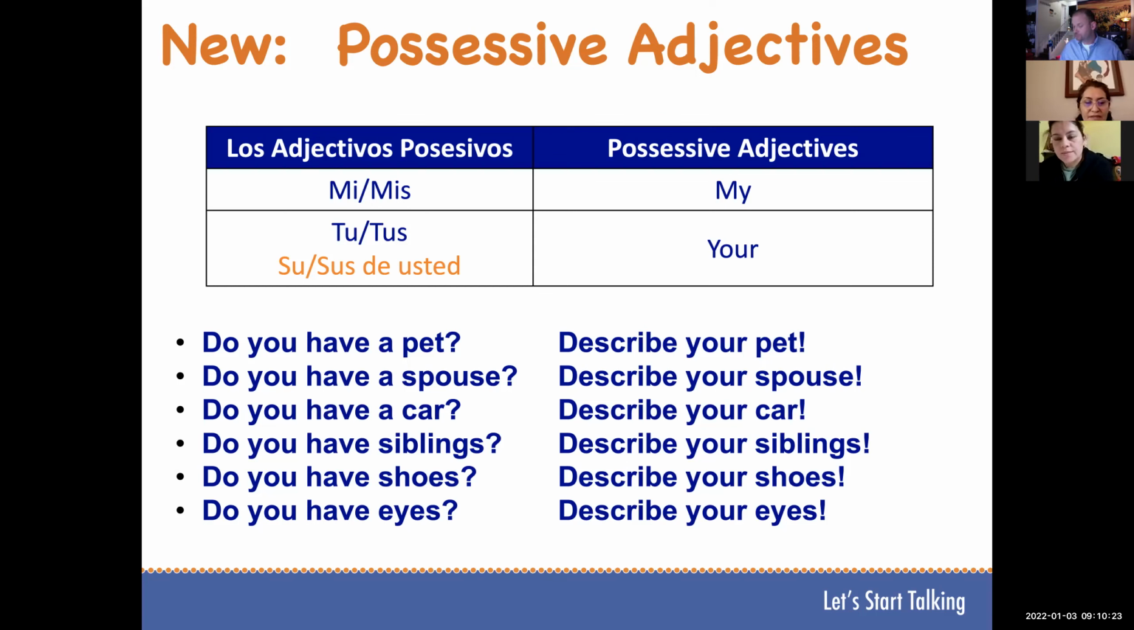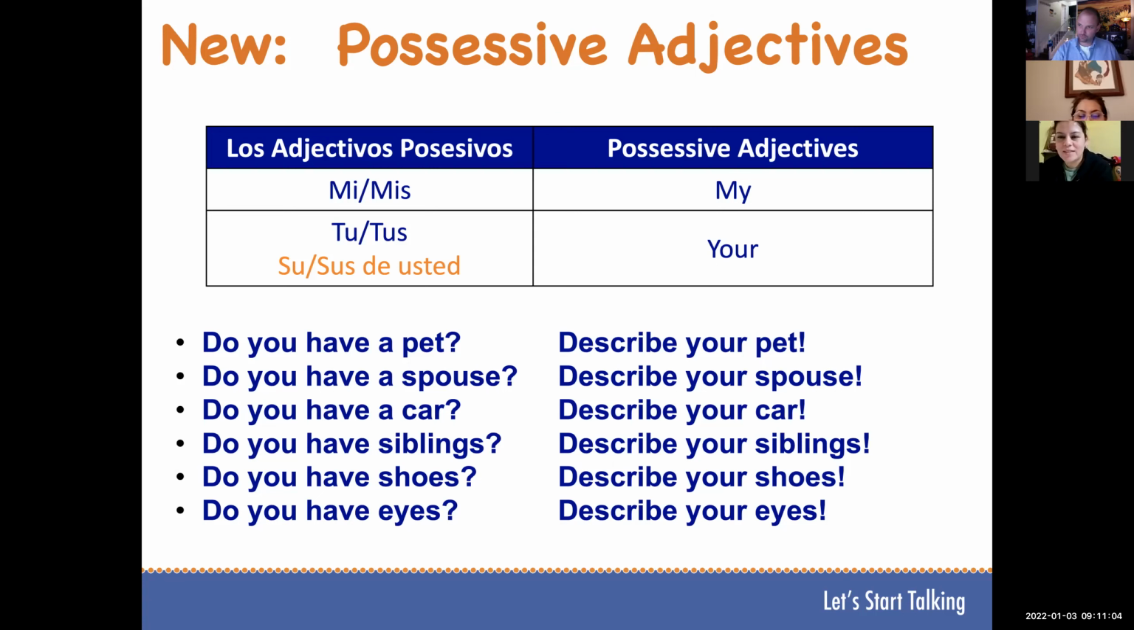Okay, Caro, do you have a car? Yes, I have a car. Describe your car. My car is blue. Do you have siblings, Claudia? Yes, es hermanos, ¿verdad? Sí, exacto. Yes, I have siblings. Describe your siblings. My siblings are handsome too. Do you have shoes? Yes, I have shoes. Describe your shoes. My shoes are black. Do you have eyes?